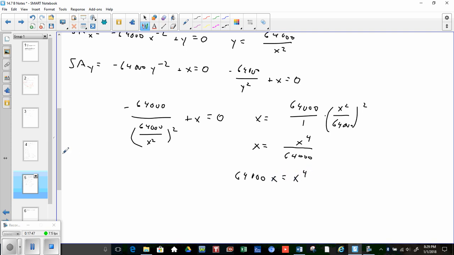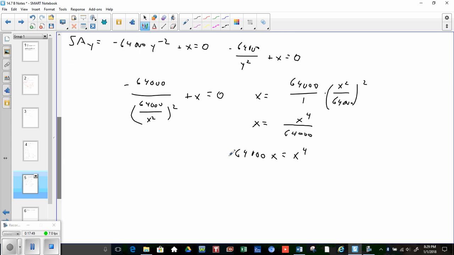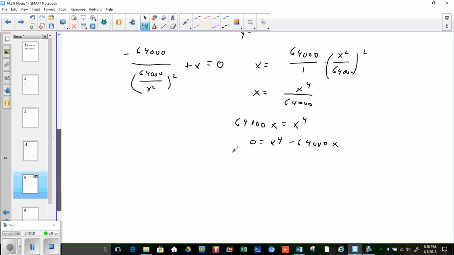Now the one thing you don't want to do normally in a circumstance like this is divide the x out, because when you do that you could possibly be losing a solution. So let's go ahead and actually subtract 64,000x from both sides, creating this equation. And then we can factor an x out. That way we're not losing a potential solution there.